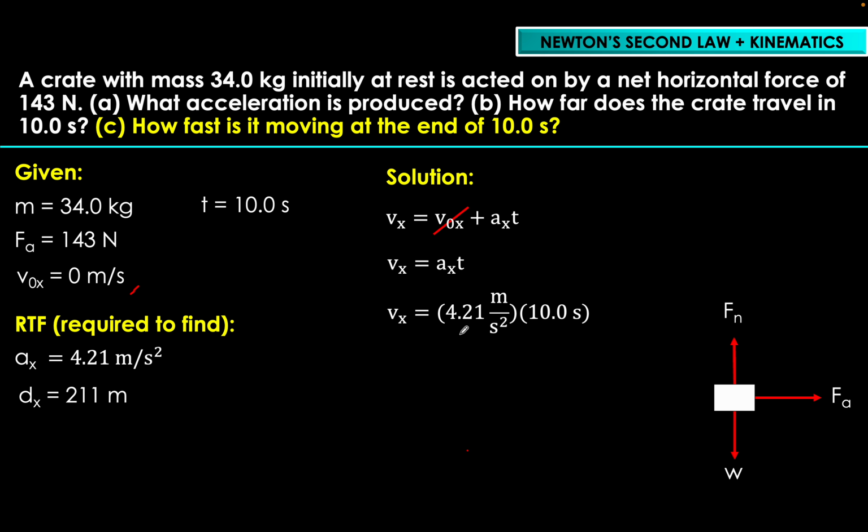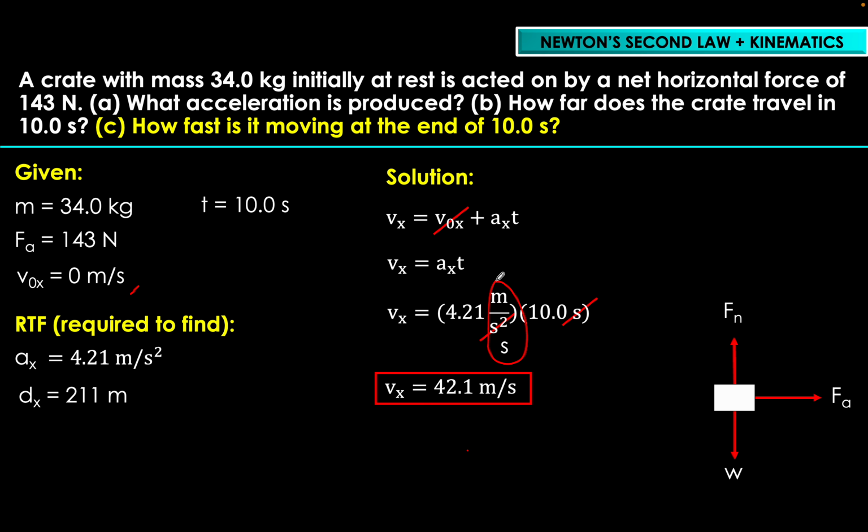We plug in the given. This is acceleration, 4.21 meters per second squared, and time is 10 seconds. Now, you can do s over s squared because it will leave you with s in the denominator. And the final unit for velocity would be meters per second. So the final answer is 42.1 meters per second.